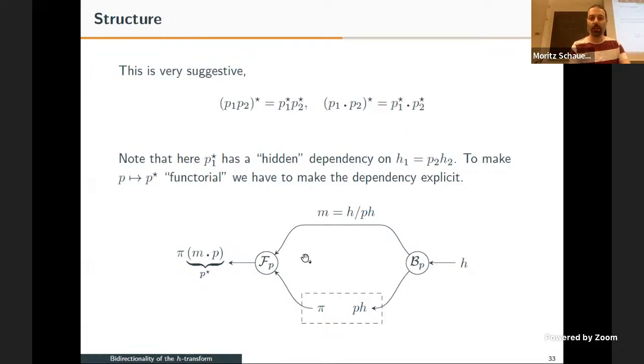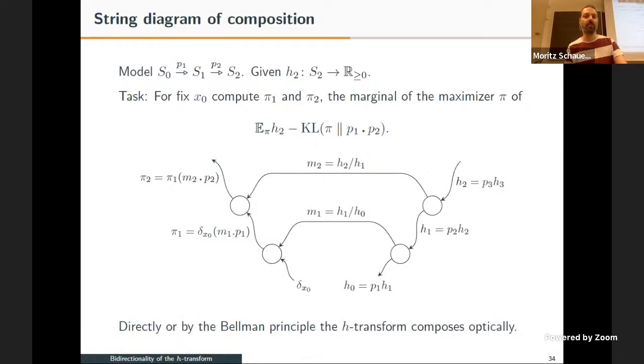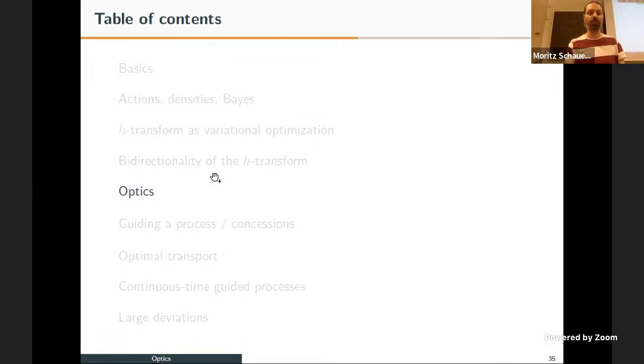And now you get this optical structure. So you take the H, you pull it back to the P, you have the message M, you push forward the marginal conditional, and you get P times P star. And if you look at the composition model, then it will be exactly that. So you're going one step back, sending a message, and now you're doing the H transform, but not anymore with H2, but with the pullback. And you're sending the message, and then you're transforming the P1 with the message M1, so that you get your P star 1, and the P2 with the message M2 gives you the P star 2. So this composes optically.